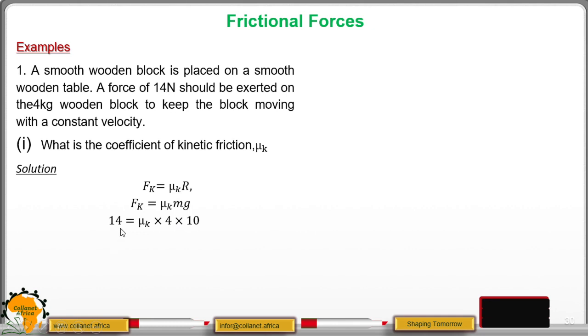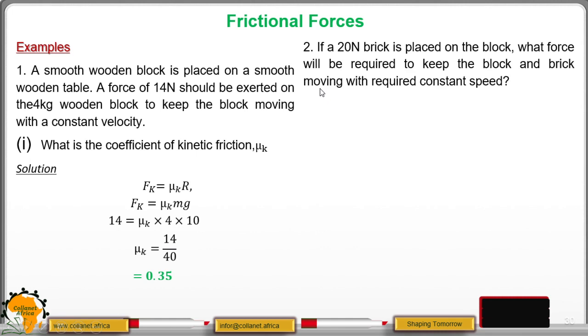We have 14 newtons as our force, then mu k as our coefficient of kinetic friction, then mg. M is 4 and g is 10. By multiplying, you get 40, and this is 14. So to get mu k, you have 14 divided by 40, you get 0.35. Part 2 of the same question: if a 20 Newton brick is placed on the block, what force will be required to keep the block and the brick moving with a constant speed? So we proceed as follows.